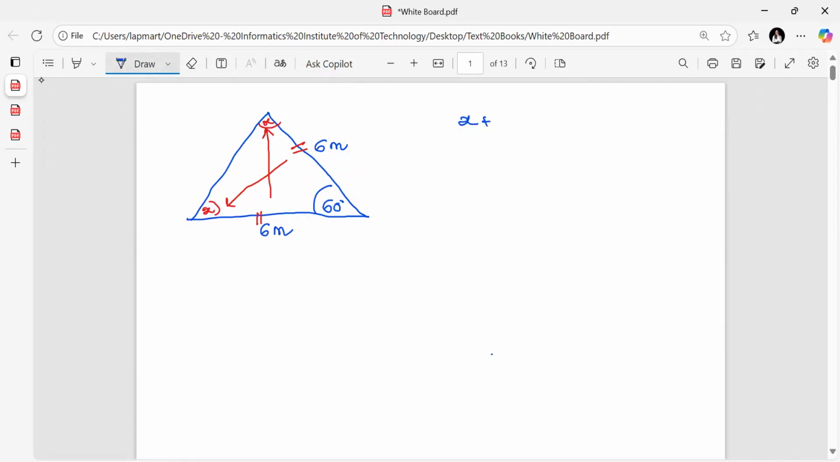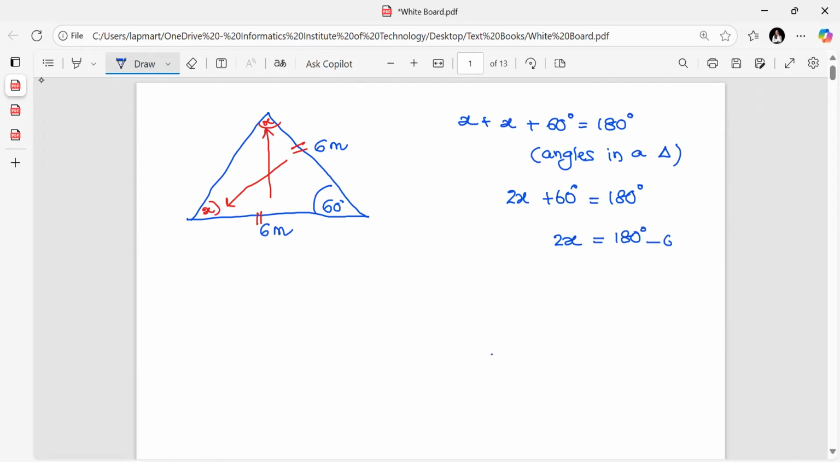x plus x plus 60 is equal to 180 degrees. So what is the reason? Angles in a triangle. So 2x plus 60 degrees equals 180. Then 2x equals 180 minus 60. 2x equals 120. x is equal to 60.